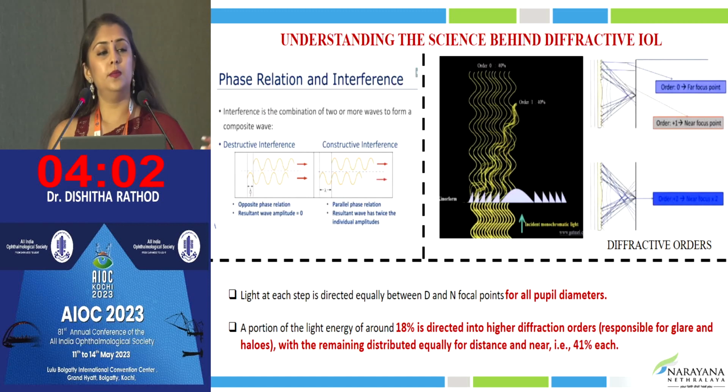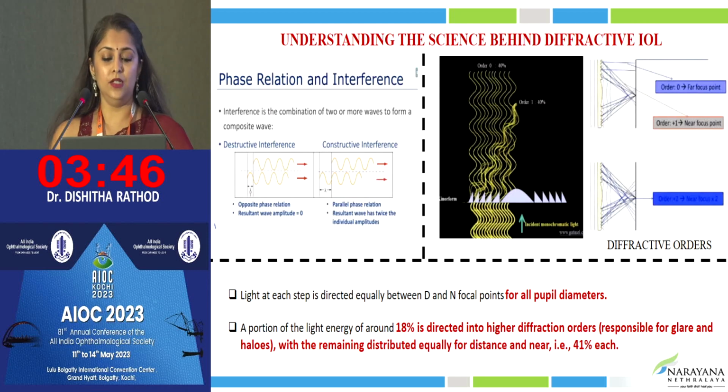So this is a principle which is used in the diffractive IOLs to create different diffractive orders, and light at each step is equally divided between the distance and near focal points. What we also need to note is a portion of the light energy, about 18%, is directed into higher diffractive orders, which is responsible for the glare and halos, and the remaining part is distributed for distance and near.